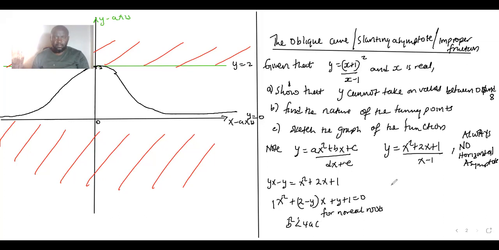What about the division method? We are still answering what the question says. So we shall have 2 minus y squared is less than 4 times 1 times y plus 1. So this will give me 2 minus y squared is less than 4 into y plus 1. Then you get 4 minus 4y plus y squared is less than 4y plus 4.